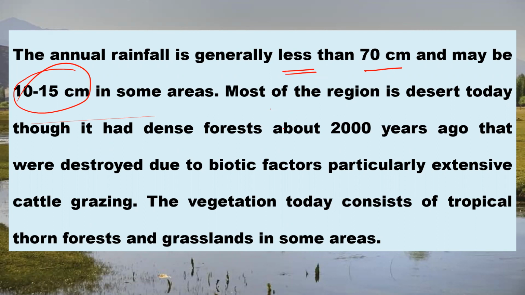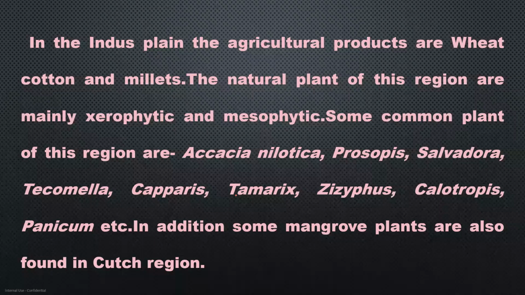Most of the region is desert today, though it had dense forest about 2000 years ago that were destroyed due to biotic factors, particularly extensive cattle grazing. The vegetation today consists of tropical thorn forest and grasslands in some areas. In the Indus Plain, the agricultural products are what? Wheat. So what are the plants that grow over there? Wheat, cotton, and millets.